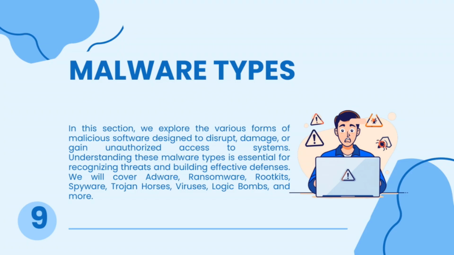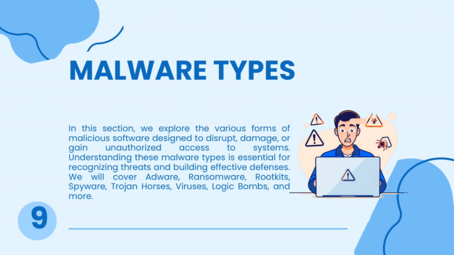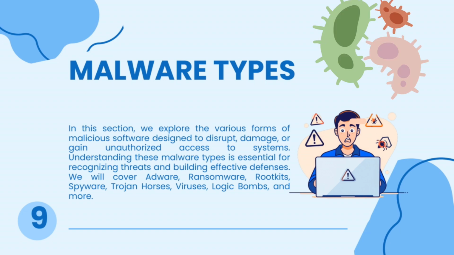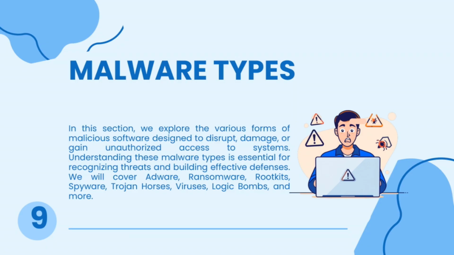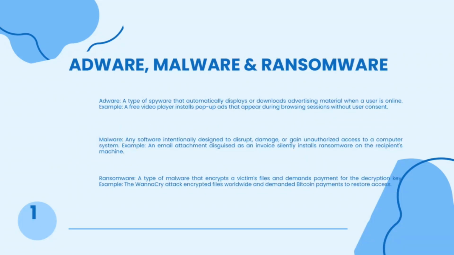Now we're diving into the world of malware, the different kinds of malicious software that can disrupt, damage, or sneak into systems without permission. Knowing these types is key to spotting threats and defending against them. We'll look at everything from adware and ransomware to rootkits, spyware, Trojan horses, viruses, logic bombs, and more. Each one has its own tricks, and understanding them helps us stay one step ahead. Let's break down three common types of malicious software: ransomware, malware, and adware.